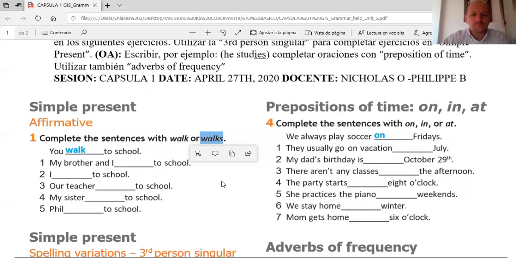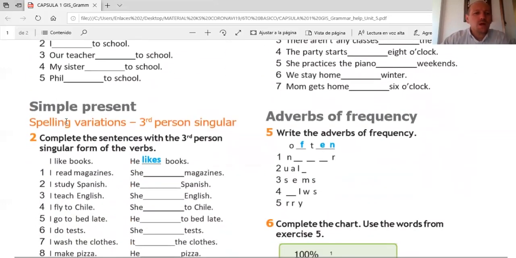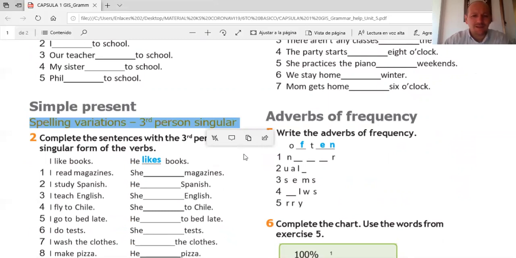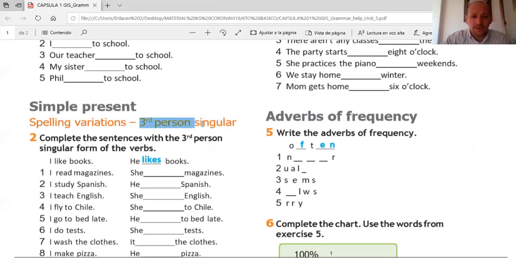Okay, let's continue with some spelling variations of the third person singular. Vamos a continuar con las variaciones, ¿cierto? De esta forma de deletrear y ponerle ese final a la tercera persona singular. ¿Cuál es la tercera persona singular? Lo acabo de repetir. He, she, it. ¿Ok?